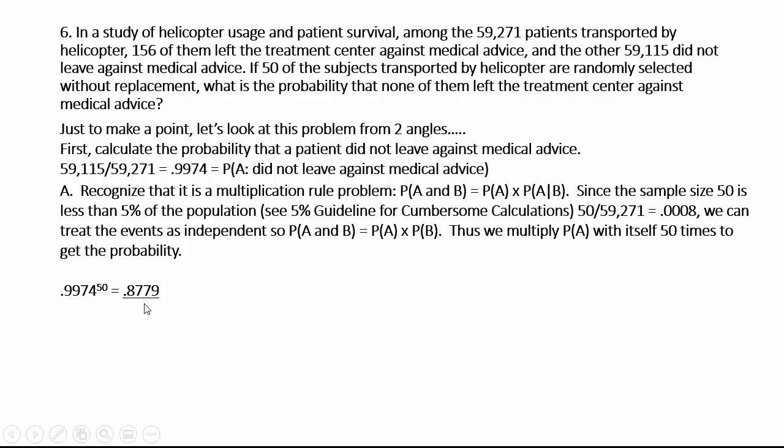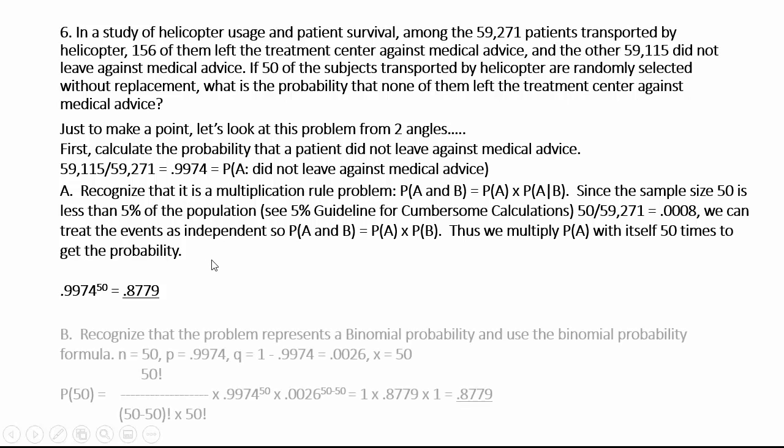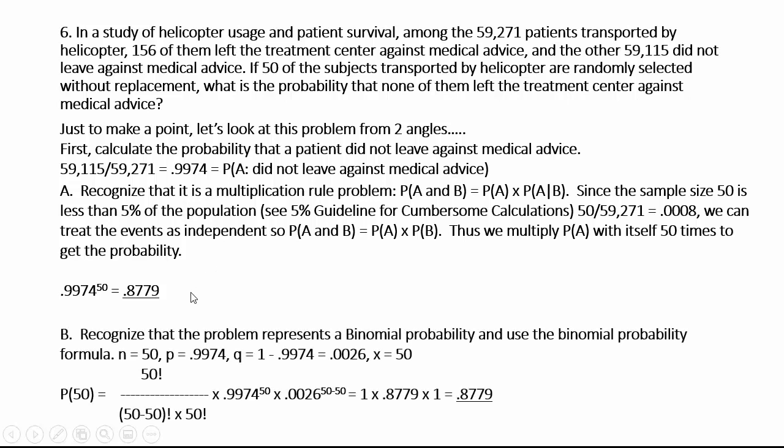That is it, okay? That's the probability of all those 50 where none of them leave the treatment center, and that's really the probability that we were after. I also want to throw this one in, and this is from chapter 5. Just to recognize this is a binomial, since we're looking at these things as independent events. So recognize the problem is a binomial.